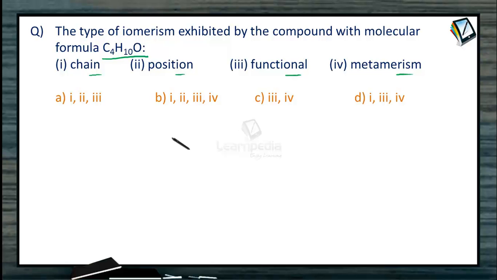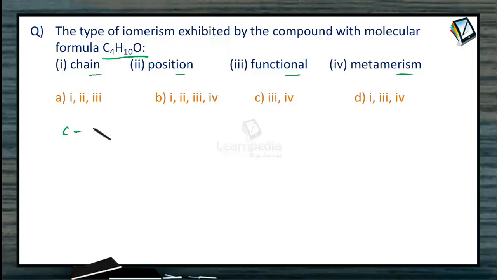For that, first we need to write down the various isomers possible for this compound with molecular formula C4H10O. Then only we can come to the final answer. First, let us check whether this compound is an aldehyde or not, because whenever there is one oxygen atom in the organic compound, it can be an aldehyde, and if it's an aldehyde, it can also be a ketone. If it is not an aldehyde or ketone, then we need to think whether it is an alcohol or not. So first let us check whether it is an aldehyde.